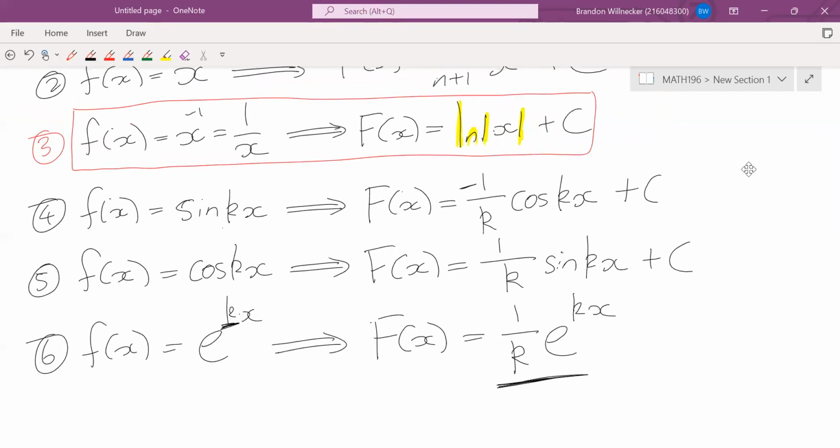Okay, so these are the special functions that we see all the time, and you need to be able to find the antiderivative. Okay, any questions so far about these?